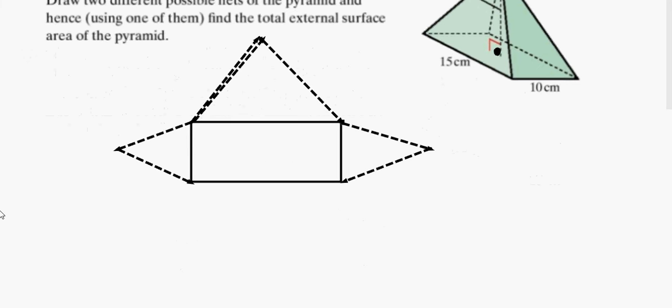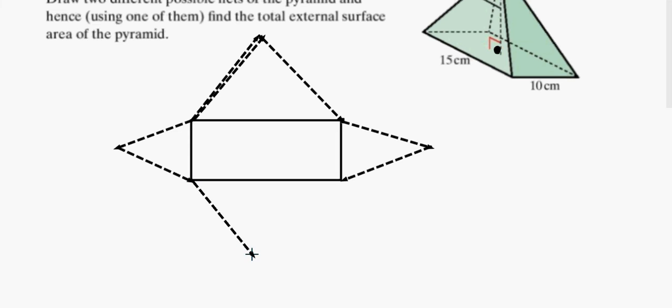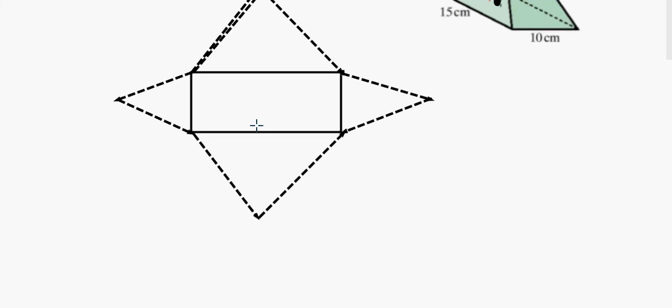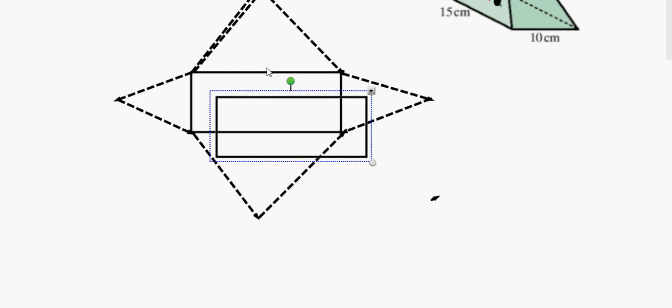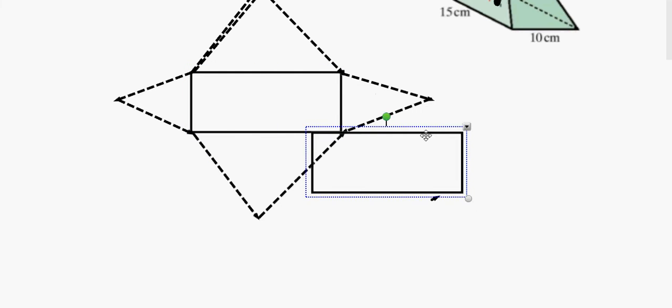Right, and then on the bottom. Now that's one possible net. That's my preferred net. Anybody know the other one? Draw a rectangle and then draw a triangle attached to each other? Yeah. So draw this rectangle here. I'll just clone this, Control D. Draw that rectangle there.